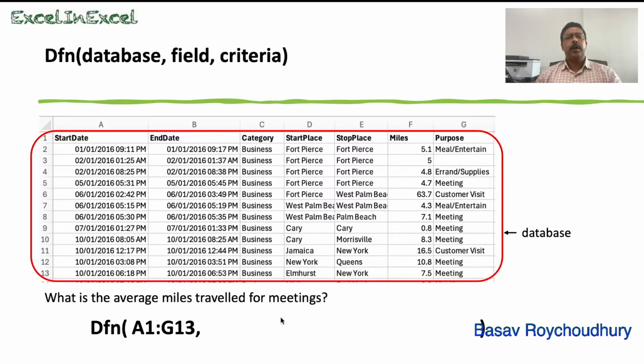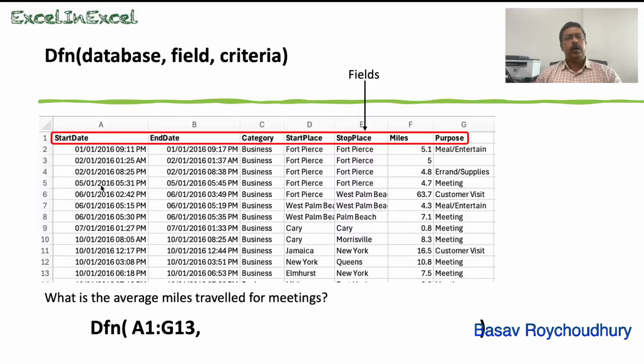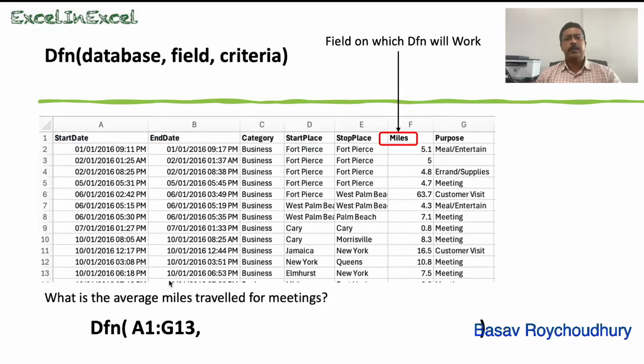Next comes the field. Now these are all the fields that we have, and out of which I am interested in the miles. Why? Because what is the average miles? This is our question. So we are interested in the miles, and therefore miles is going to be our field name. Do note the double quotes around miles. That means miles is put as a string.